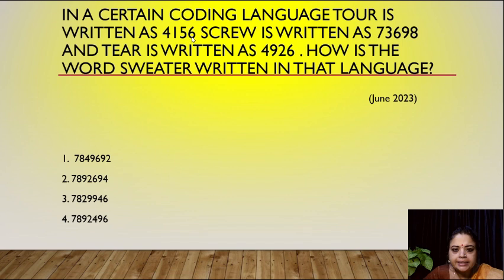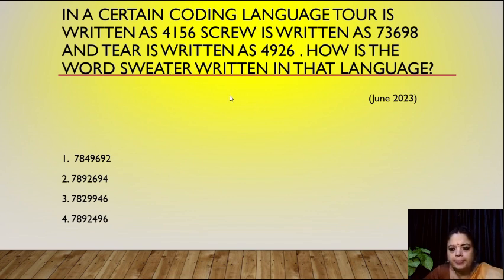In a certain coding language, tour is written as 4156 and screw is written as 73698 and tear is written as 4926. How is the word sweater written in that language? You are given different options 1, 2, 3 and 4. So the language has tour written as 4156 and screw written as 73698. We have to decode how sweater has to be written.